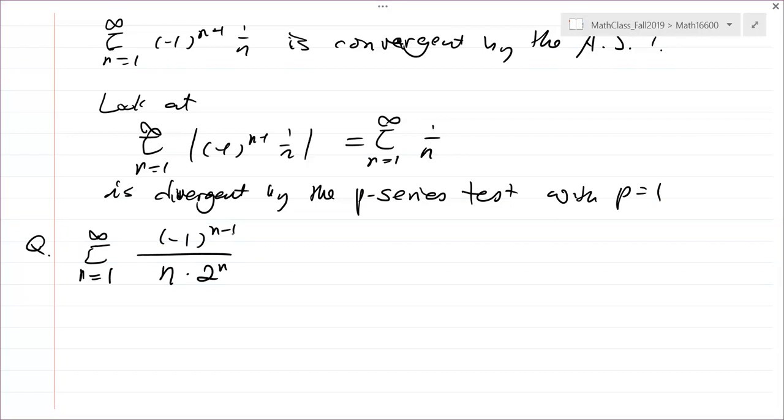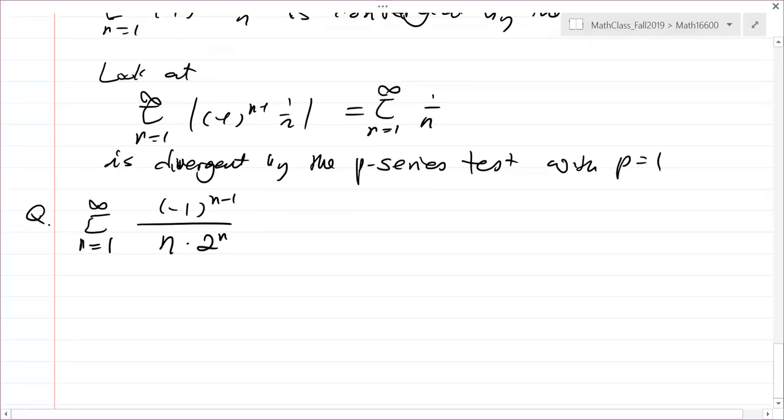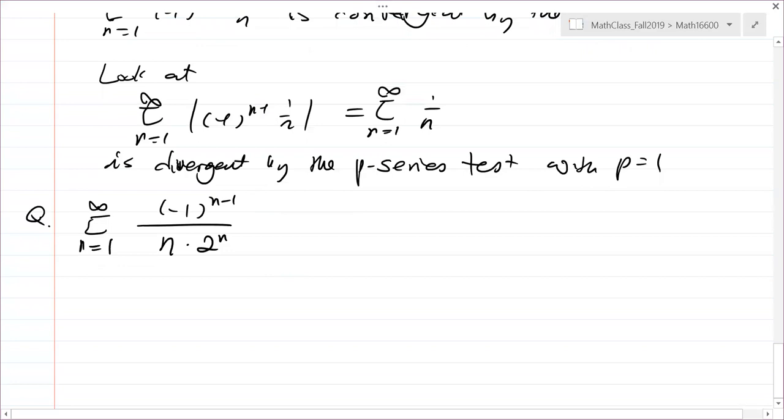It's not a geometric series because there's n in the denominator. In section 11, we are able to find out the sum of it.